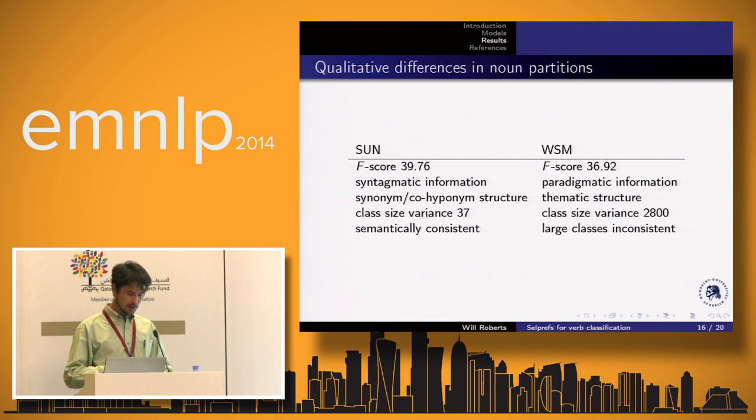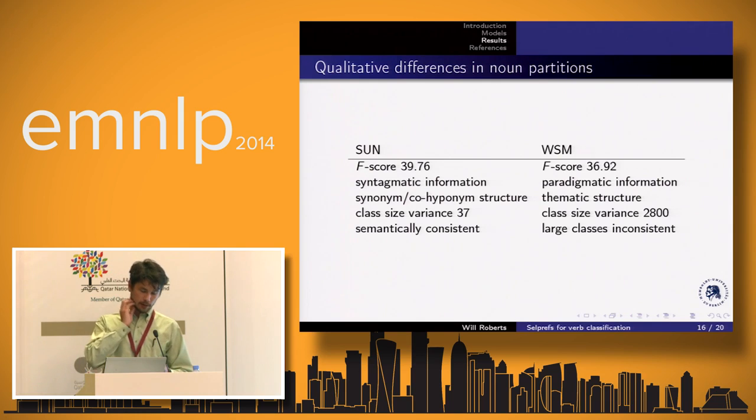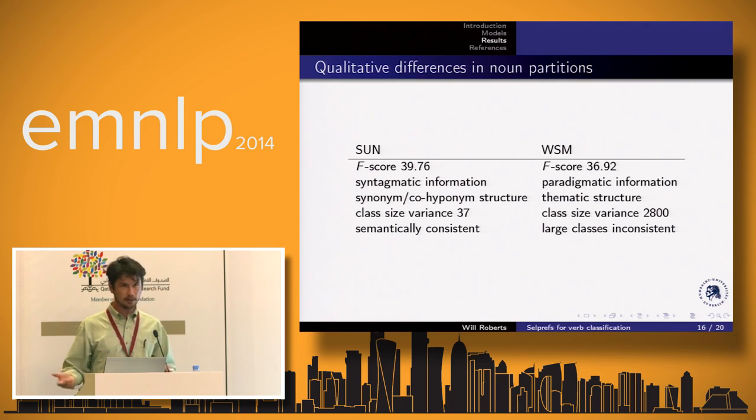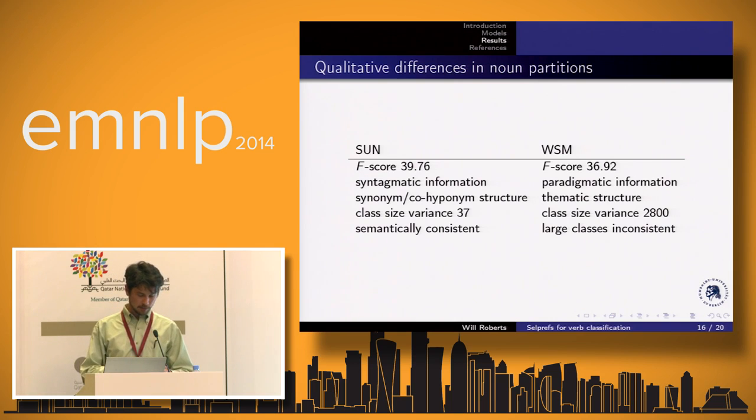Another thing you can do is look at the statistical distribution of the noun classes. In Sun, we find that the classes have relatively uniform size, and we can quantify this with the variance in class size, which comes to a value of 37. In the word space model, there's many singleton classes, and there's a few very large classes, the largest of which covers something like 14% of the test set. So it's very big. The class size variance here is much larger at 2,800. In the large classes in the word space model, we find that the nouns are not semantically related to each other at all.